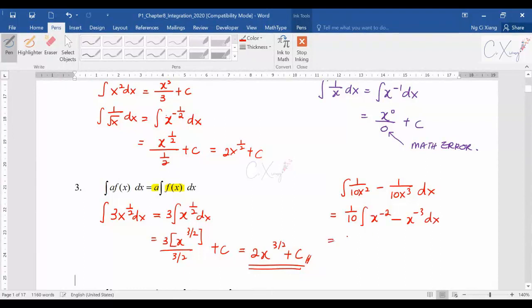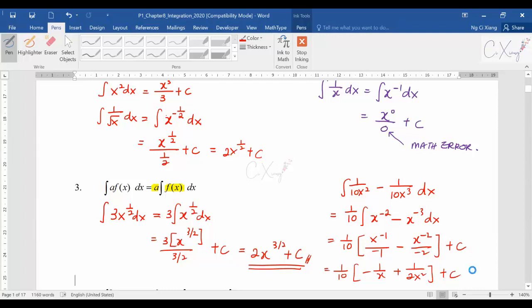Then only you try to do integration. You take out the constant, then only you focus on integration. -2 plus 1 becomes -1, divided by -1. -3 plus 1 becomes -2, divided by -2. Then plus c at the back. So you will have 1 over 10, negative 1 over x plus 1 over 2x squared, then plus c. So this is how we actually apply this rule. You take out the constant first, then only you do the integration. Alright?